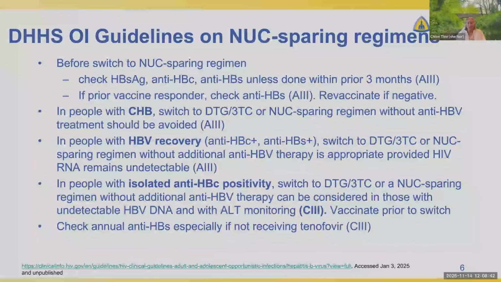The switch to dolutegravir/3TC, a nucleoside-sparing regimen without additional anti-HBV therapy, can be considered in those who have undetectable hepatitis B DNA and will get ALT monitoring. These individuals should also be vaccinated prior to the switch. And anyone who's not receiving tenofovir, regardless of their prior vaccination status, even if you've checked a surface antibody before, should get annual surface antibodies just to make sure that they have not lost their surface antibody.